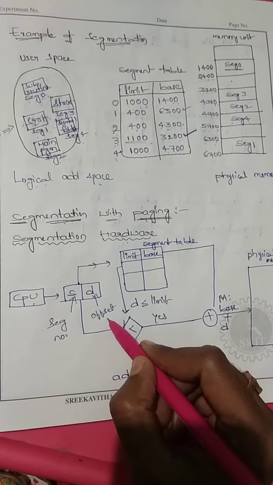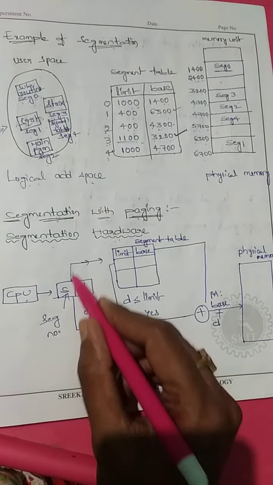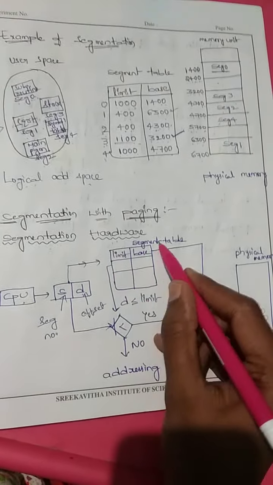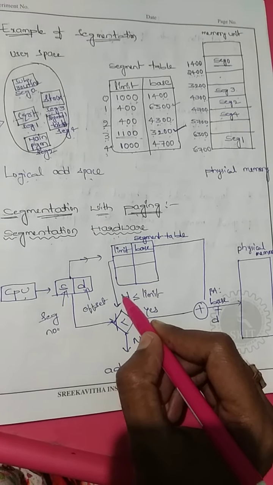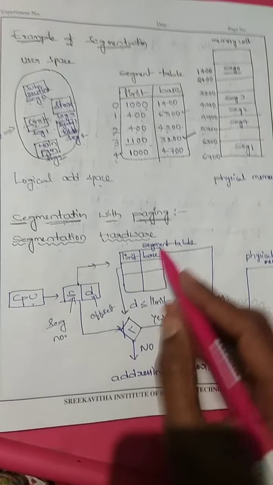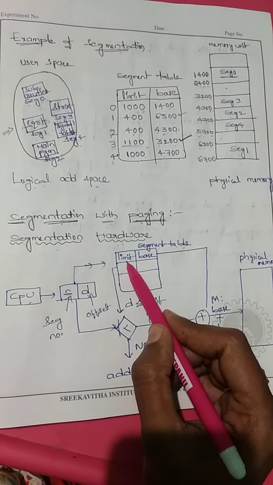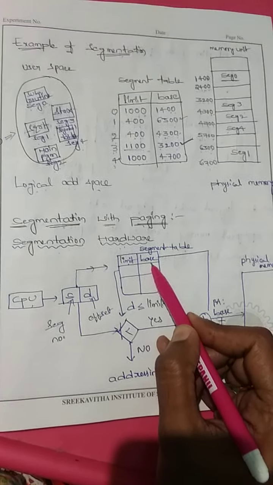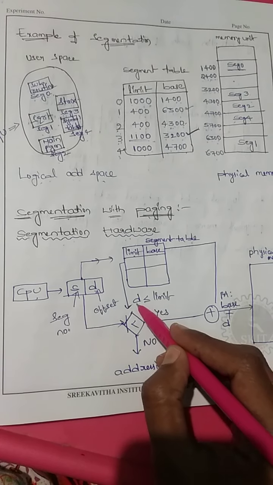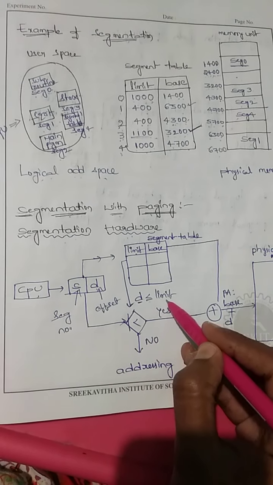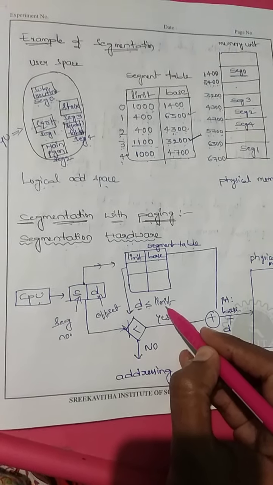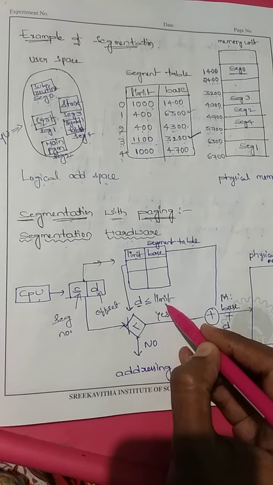D is nothing but the offset. Next we have the segment table. What is in the segment table? You already have the limit as well as the base. So we check one condition: whether the offset is less than or equal to the limit.